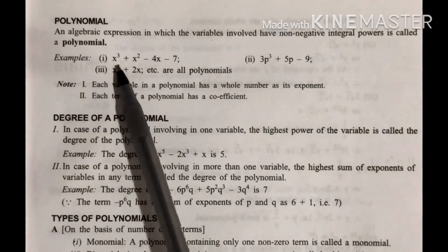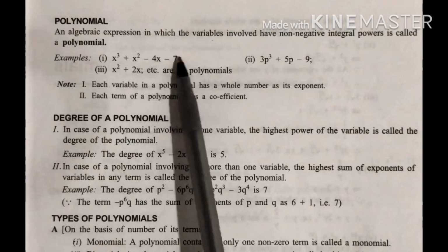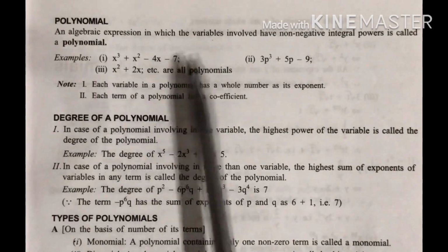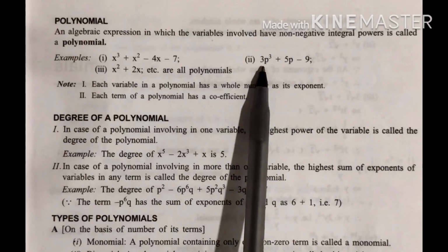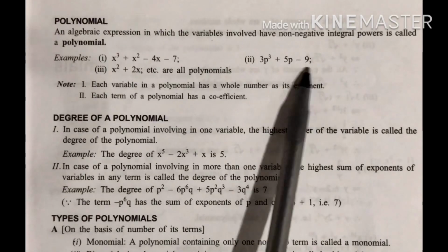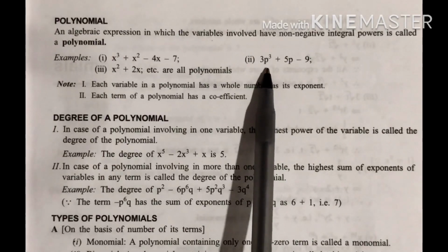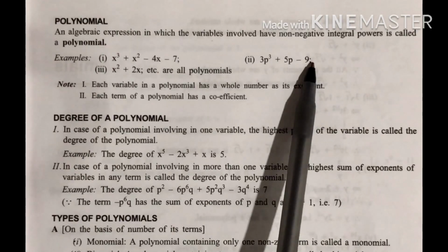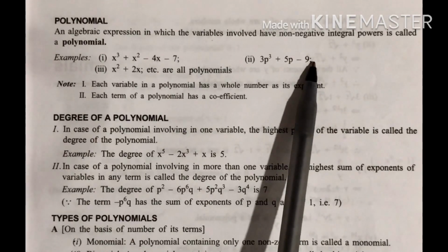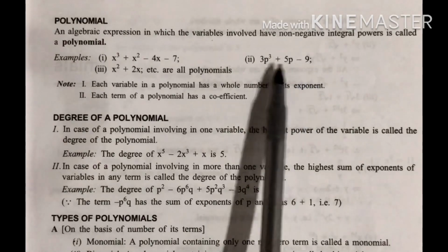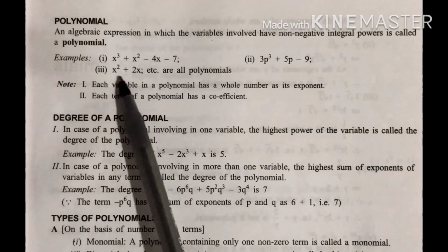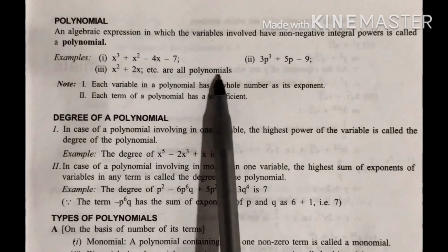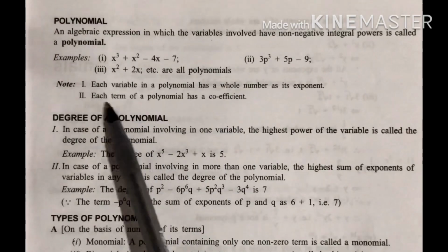Here we see that all powers 3, 2, 1 and 0 are non-negative, so it is a polynomial. Second one, 3p³ + 5p - 9. Here also you can see p raised to power 3, p raised to power 1 and p raised to power 0. So all powers are non-negative integers. Therefore, this is a polynomial. Third one, x² + 2x. Here also 2 and 1 are the powers, so these all are polynomials.